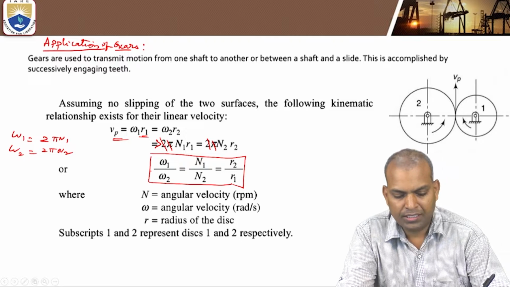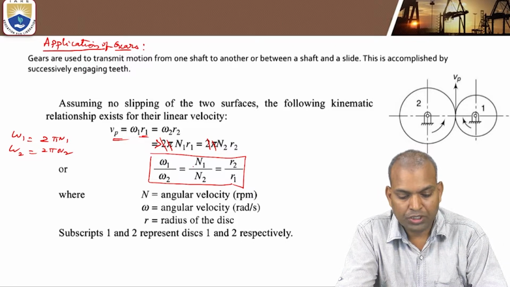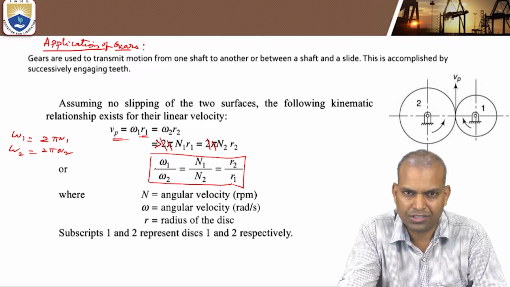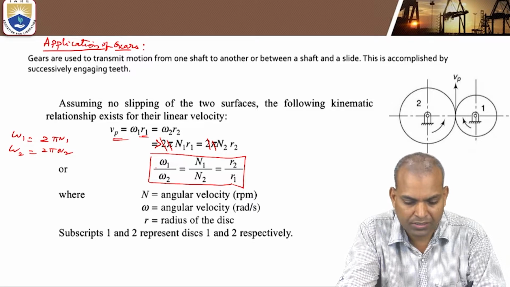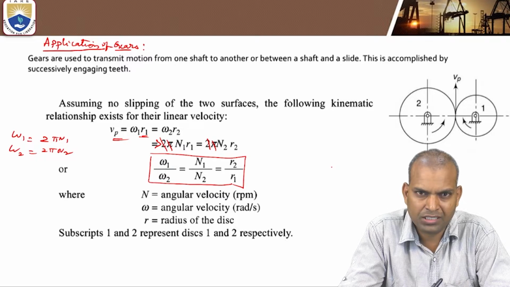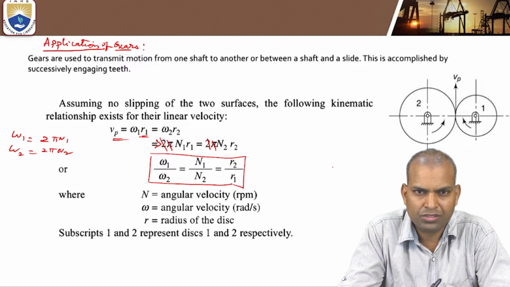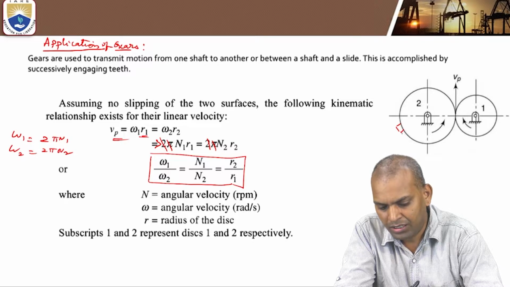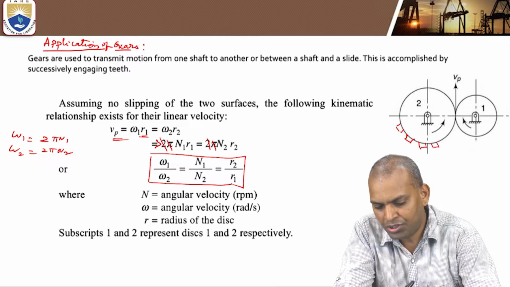Now the meaning is that the angular velocity is inversely proportional to the radius of the discs or the friction wheels. But the disadvantage of these friction wheels is that there is a chance of slipping. If there is slipping, it causes more and more problems. That's why we have to add protrusions on the surface, and that is the gear.